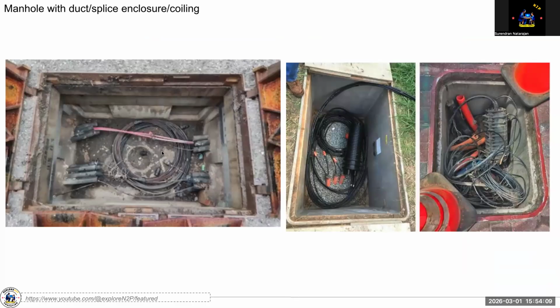So I told you about slack. This is slack, we call it. There is a rule: wherever you are turning or bending, you coil it in the corner. So this is a duct. This is a fiber cable, just to create a fiber slack here. The same fiber cable is spliced here and slacked here. A duct also comes inside the manhole. These are all called manholes. This is a handhole. If you are able to put your hand in, then it is a handhole. If you can enter into the hole, then it is called a manhole.